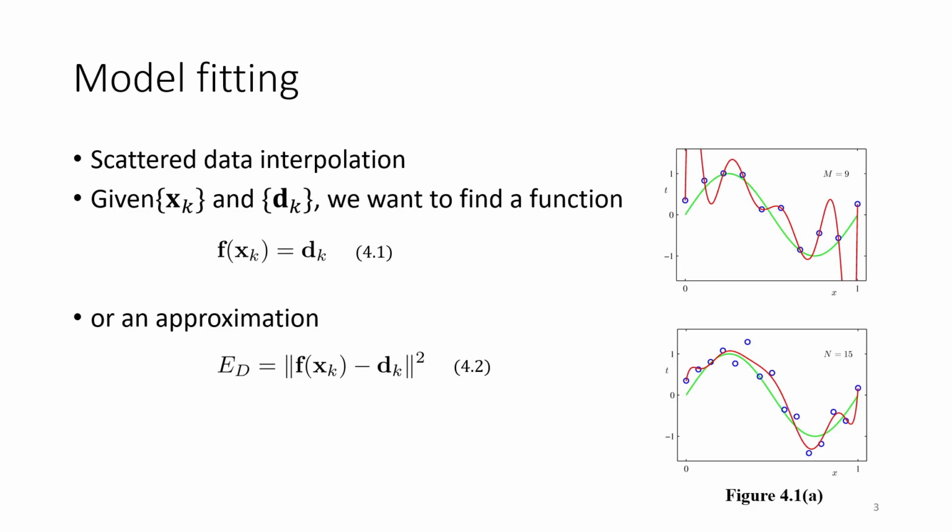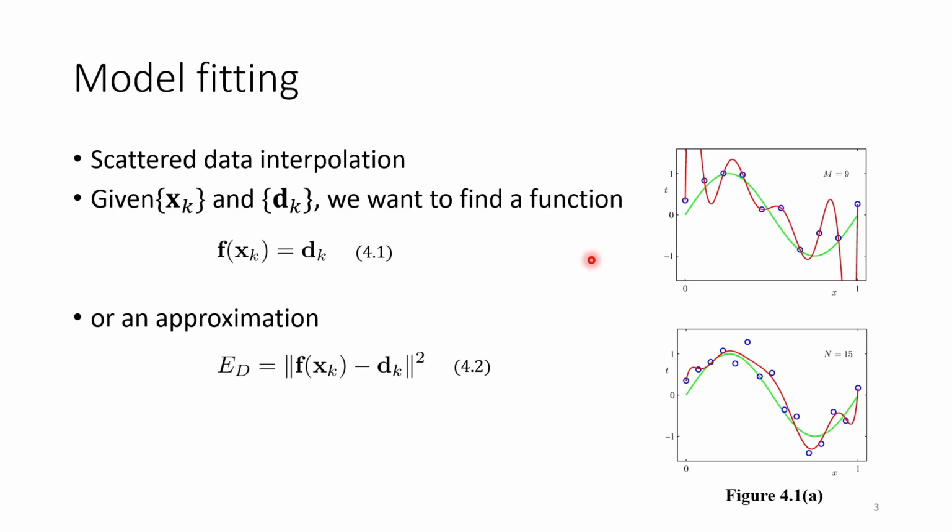So first of all, what is model fitting? The authors give us an example. It is scatter data interpolation. What does this mean? It's just like this figure. Say we have some x and d, which means input and output, like this one. This is a simple example. The x is a value between 0 and 1, and the d is also a value, as the height of those blue points.